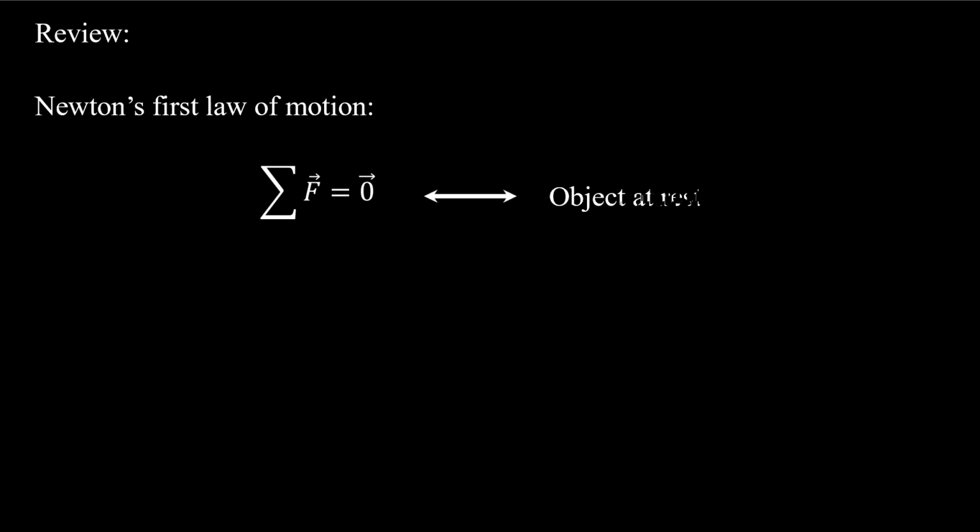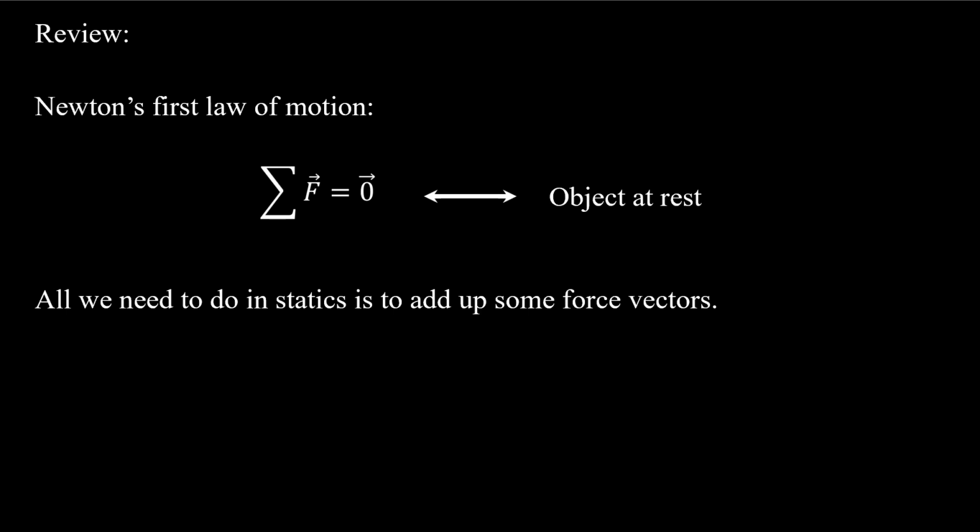We start this lecture by a quick review of the previous lecture. We said that statics is all about Newton's first law of motion. The first law tells us if the sum of all the forces applied on an object is equal to 0, then the object is at rest or in uniform motion. Therefore, all we need to do in statics is to add up some force vectors.